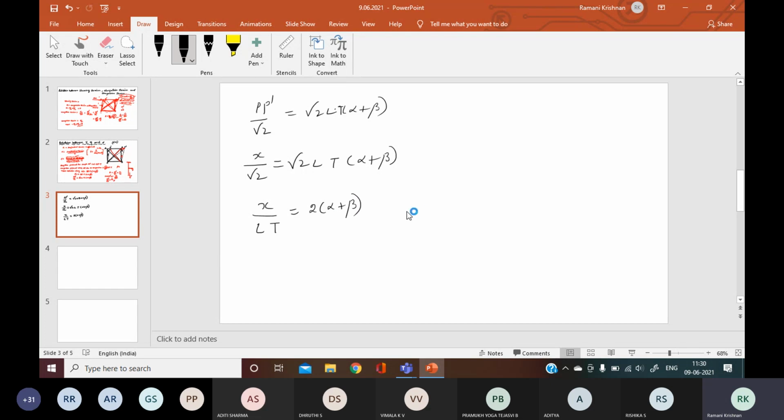Now we know that in that diagram, if this was x, this was l, this is theta. So theta is equal to x by l. So can I write this as theta by t is equal to 2 alpha plus beta? Now let me reverse it. I'm going to write t by theta is equal to 1 by 2 alpha plus beta. Now tell me, this is equal to what?